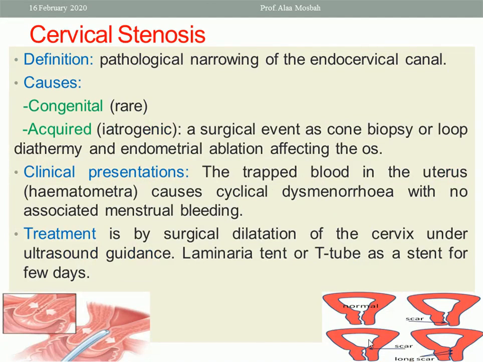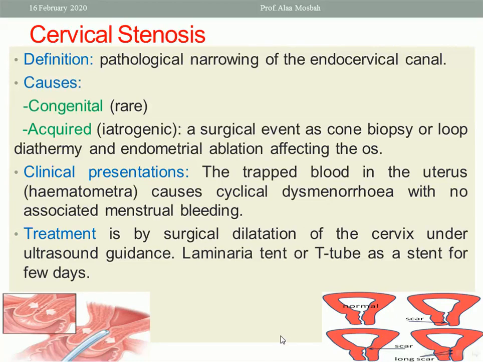The next is cervical stenosis, which is defined as pathological narrowing of the endocervical canal, which is caused by congenital causes, which is very rare, or acquired iatrogenic ones. A surgical event such as cone biopsy or loop excision and endometrial ablation affecting the os, causing injury to the os or cervical canal, as in the picture.